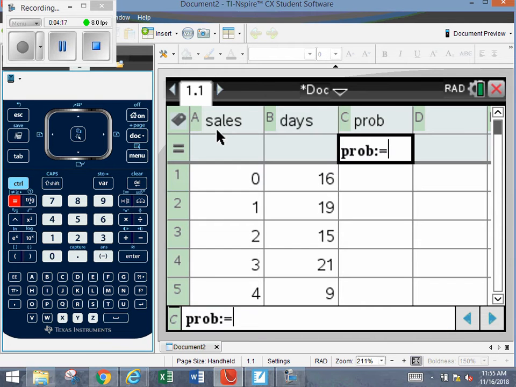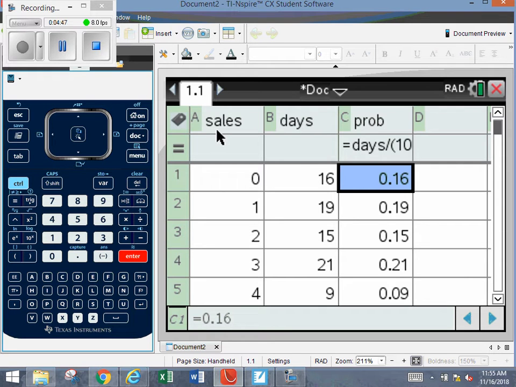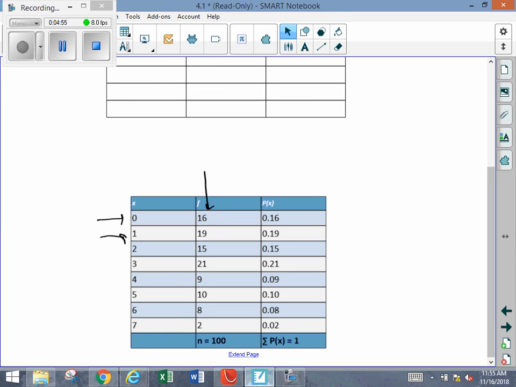So I'm going to say, hey, that's going to be equal to, and we want the probability of each thing occurring, right? We're going to do days divided by 100. And I'm going to put a decimal at the end so that it doesn't give me a fraction. I hit enter and it fills it in for me. It's pretty cool. It's like an Excel spreadsheet. Pretty nifty, right? We're going to do that a lot. It's going to be awesome. And you can see that that matches the values in this table.